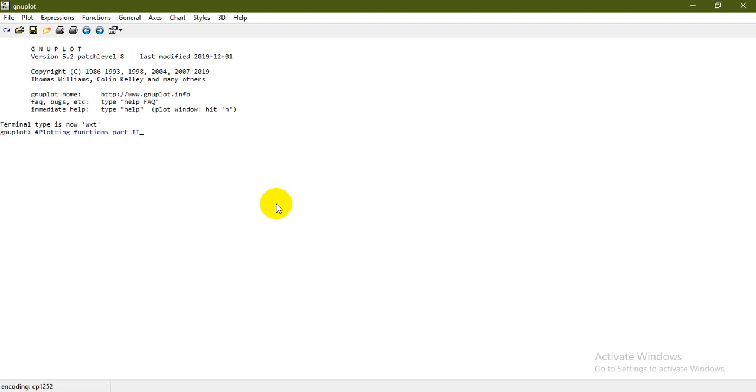In this tutorial, we are going to learn how to plot functions in part 2. In the initial tutorial, the functions plotted were lines, and lines are integral parts in mathematics. Now we'll start here by plotting quadratic functions.